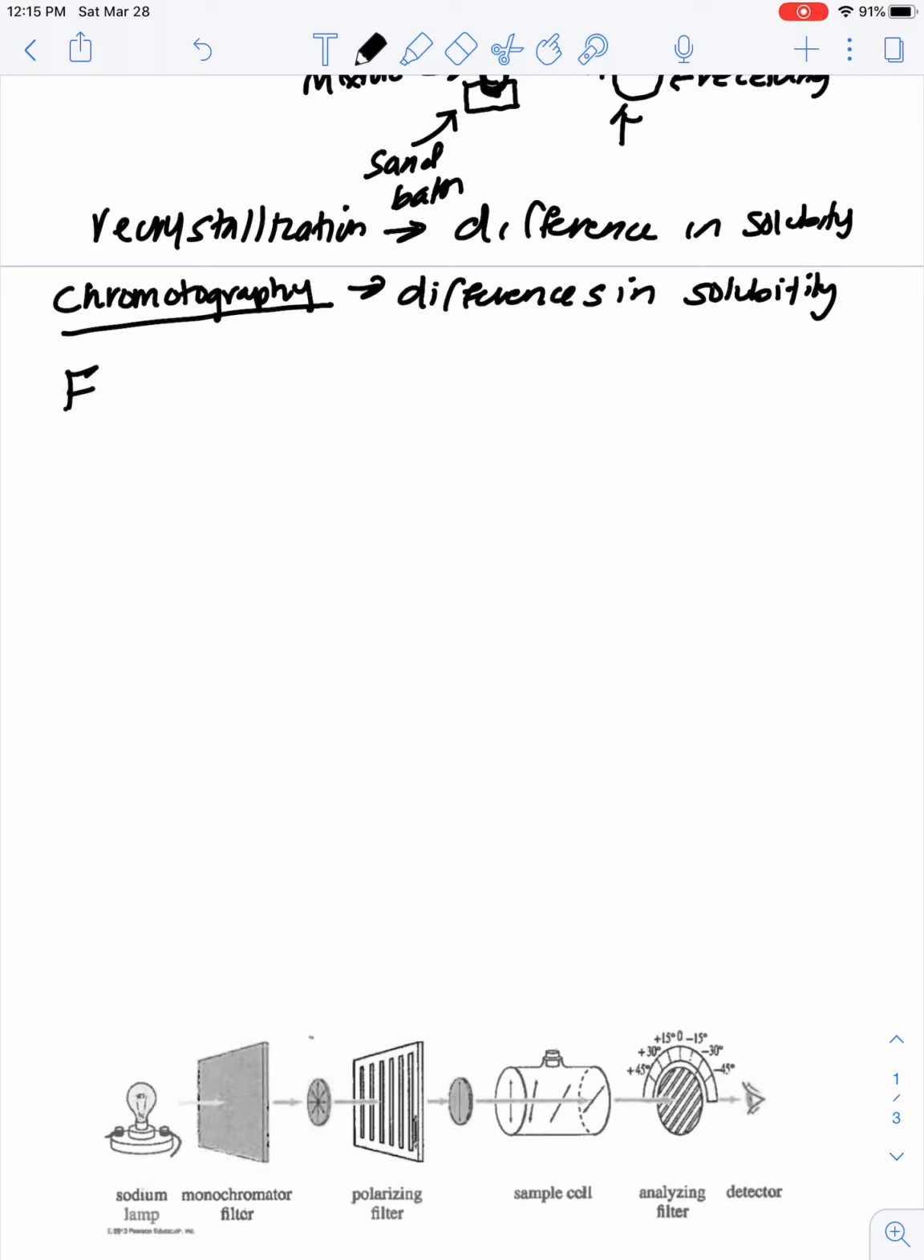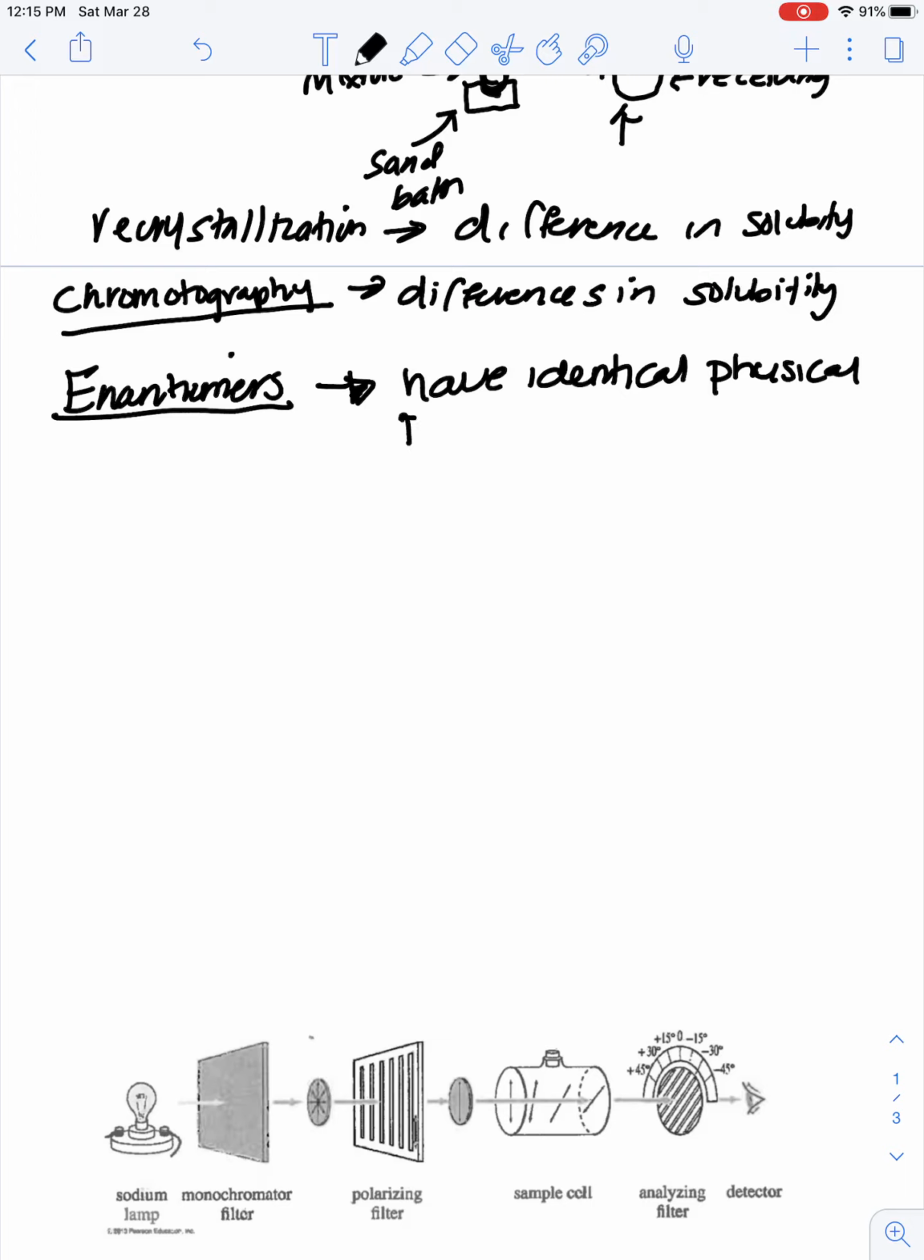So let's look at enantiomers. With enantiomers, you will see in lab this week that they have identical physical properties. So that means that we cannot see a difference in boiling points, melting points, density, solubility. That also means that based on TLC, we should not see any separation. They should have the same Rf value because they have the same polarity. On GC, we should only see one peak for both enantiomers because, again, they would have the same boiling points.